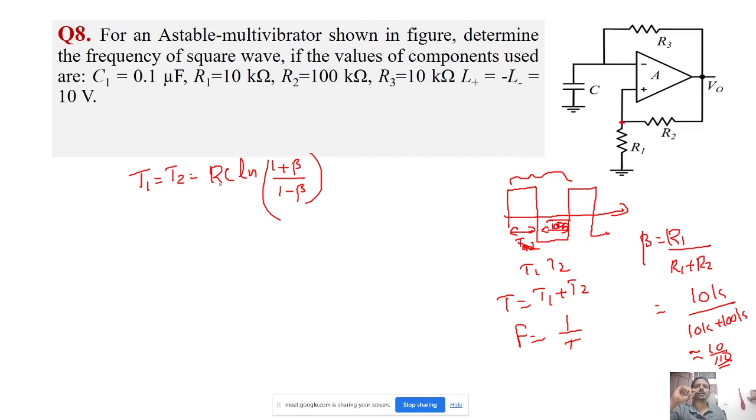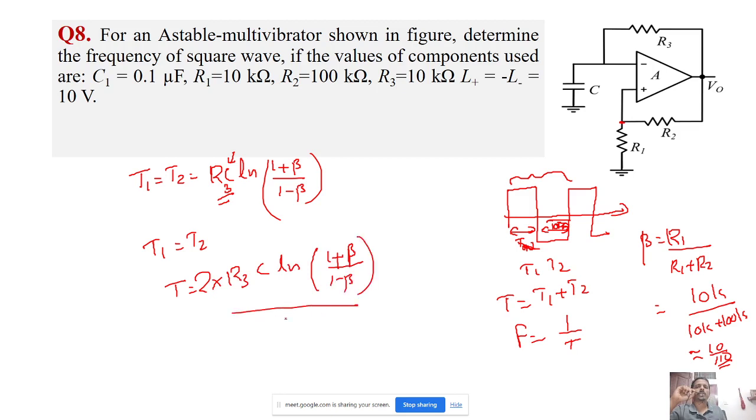Similarly, the R in RC is this feedback resistance, so we can write this as R3C. R3 is given as 10K, and the capacitance C is given as 0.1 microfarad. So I can find T1 and T2. Since T1 and T2 are the same, the time period T equals 2 into R3C natural log of (1 plus beta) by (1 minus beta). So you can calculate that.